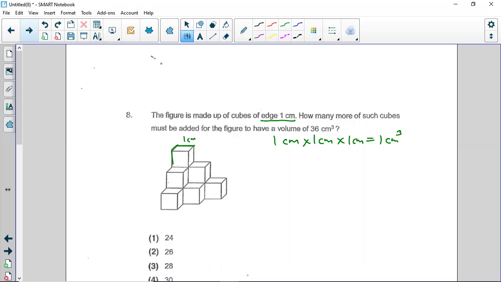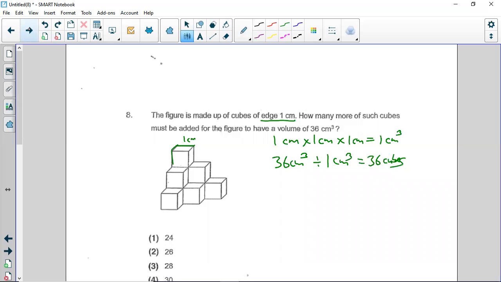All right, you want the figure to have a volume of 36 cm cube. So you need how many cubes? So 36 cm cube will be how many cubes? So you divide by 1 cm cube, right? The volume of one cube. So that will give you how many cubes? That will give you 36 cubes. So you will need 36 cubes to make a figure which has a volume of 36 cm cube.